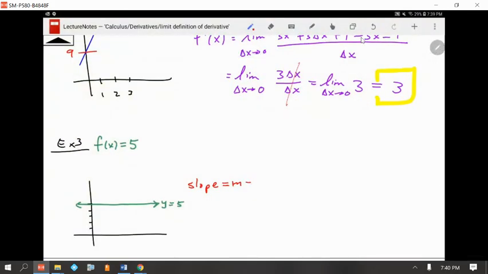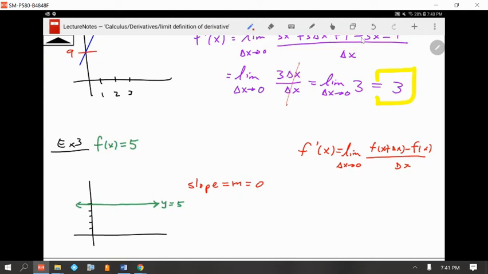The slope is 0. If you tried doing your whole formula for the derivative, you would get 0. How does the formula work here? Remember, the formula is the limit as delta x approaches 0 of f of x plus delta x minus f of x all over delta x. That's our limit definition of the derivative.